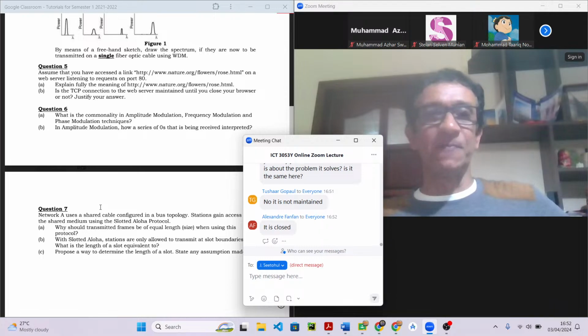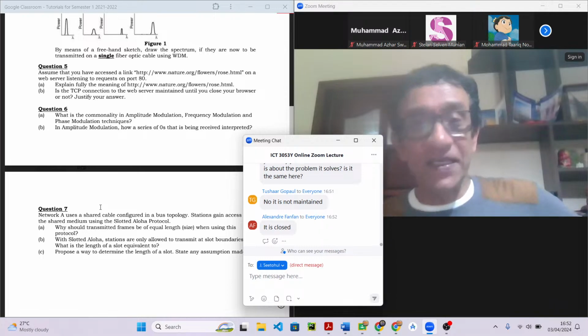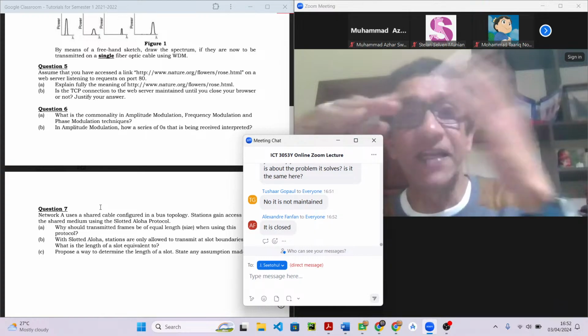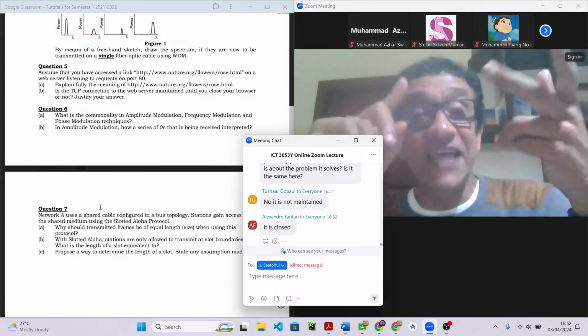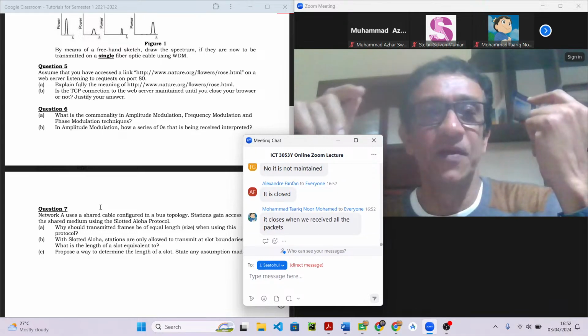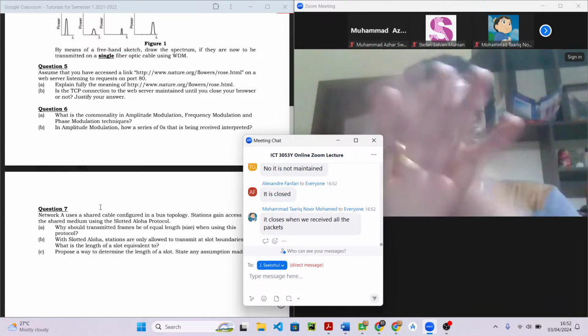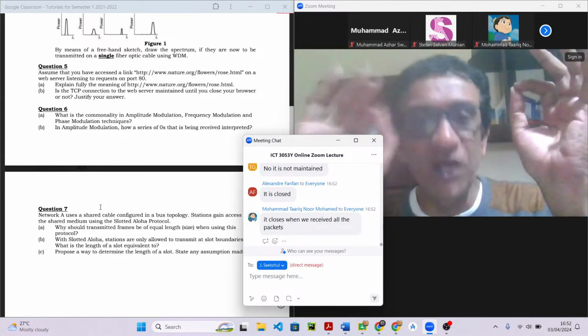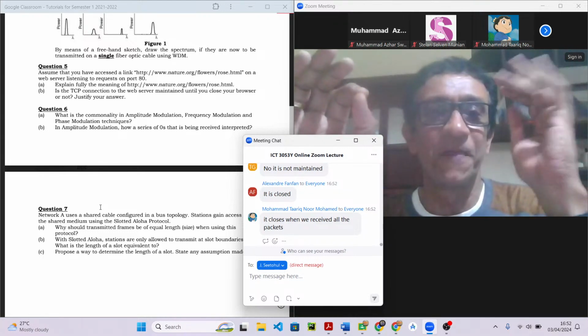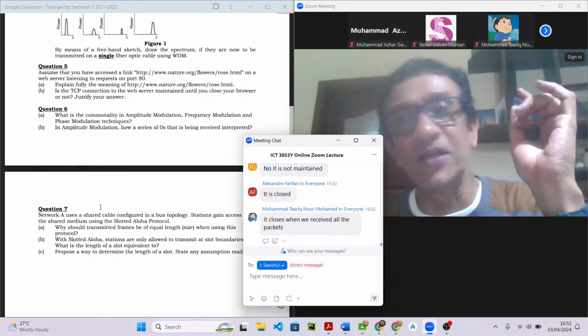No, it's not maintained. You see, TCP involves what? First, connection establishment, then data transfer, then connection termination. You see, once this page appears and everything there, image, text has appeared, the connection is automatically closed, right? It's not that you have to wait until you close the browser.